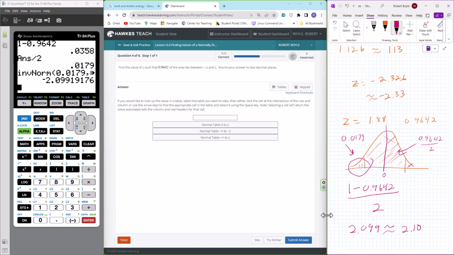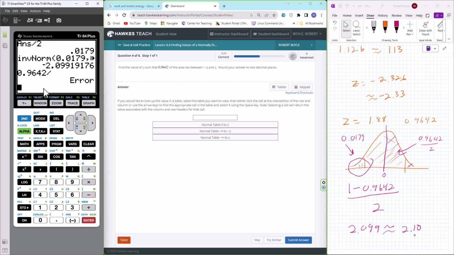What would we get if we actually tried to use our tables? Well, the table that we might want to use is the normal table from 0 to z. And if we want to use that, we want to use half the area here. So that's half of 0.9642.